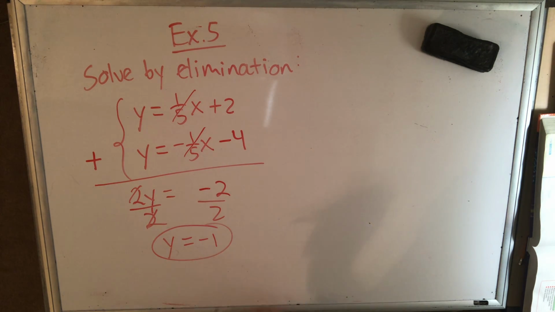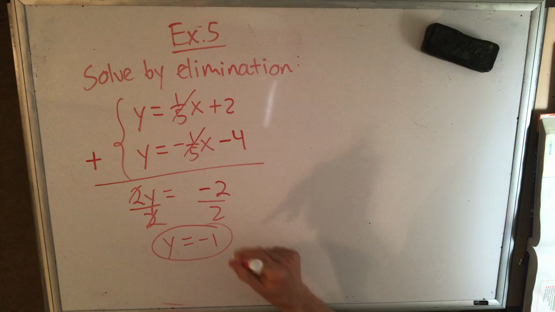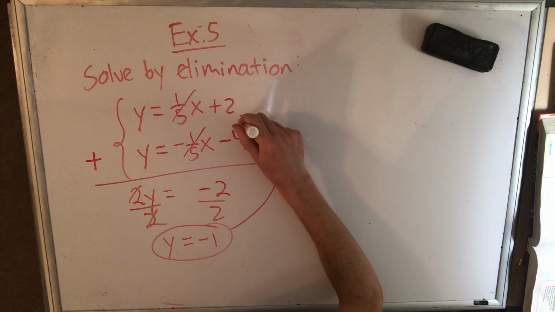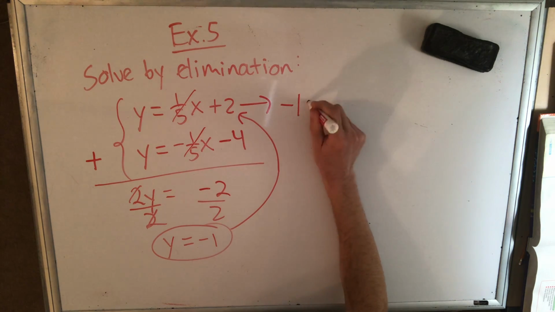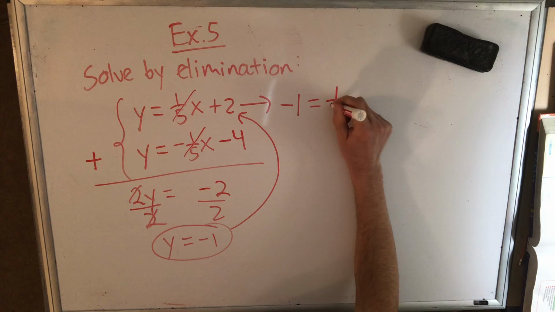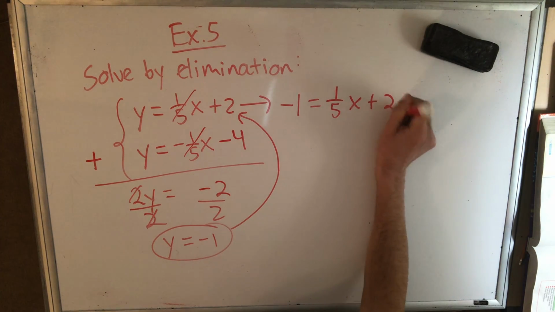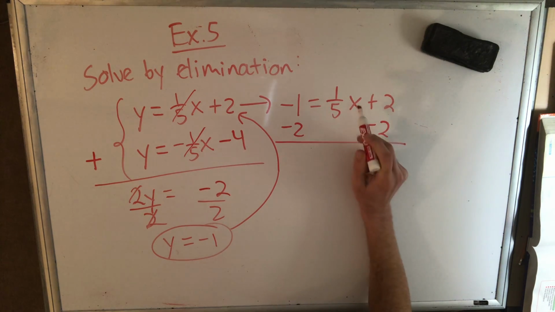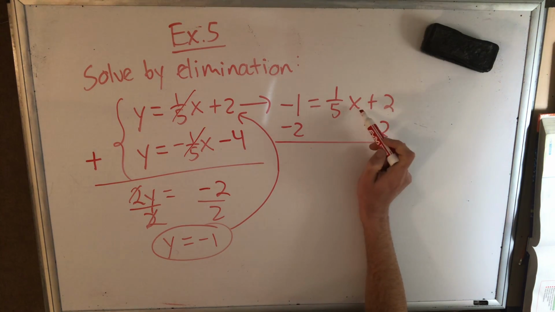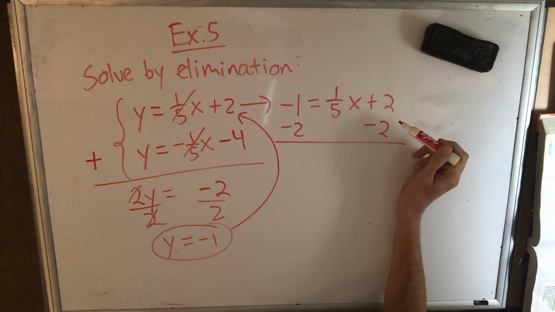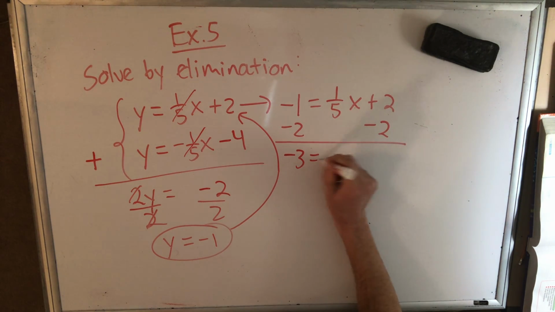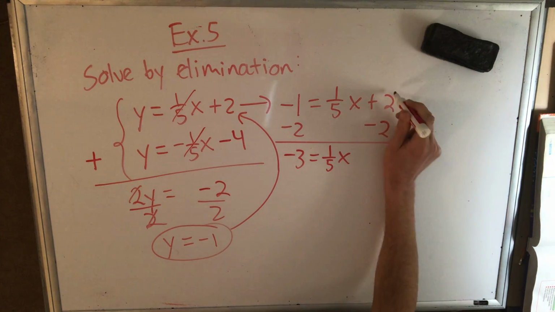And then to find x, substitute a negative 1 for y in either of the equations. Let's substitute it into the top equation. So that's negative 1 equals 1/5 x plus 2. Subtract 2 from each side. You have to wait until the end to get rid of a number that the variable you're solving for is being multiplied or divided by, so wait until the end to get rid of 1/5. That's why I'm subtracting 2 from each side first. Negative 1 minus 2 is negative 3, equals 1/5 x. 2 minus 2 is 0.